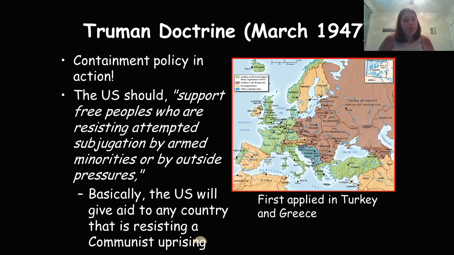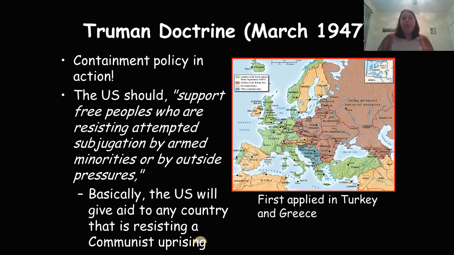First thing that the U.S. does that we could consider containment is issuing the Truman Doctrine. Anytime we have a presidential doctrine, it's a statement of foreign policy. And the Truman Doctrine specifically says if your country is in danger of essentially getting taken over by communism, we will give you weapons and money to help resist.